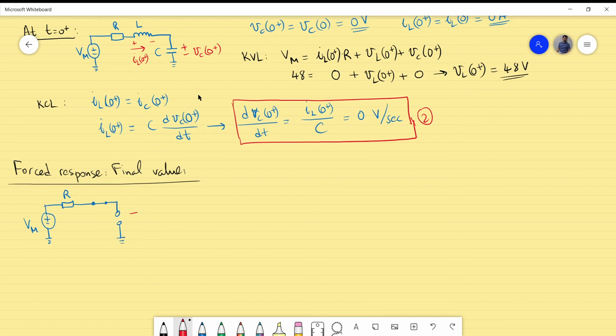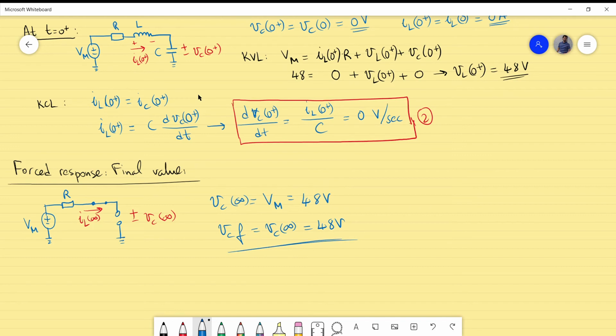So this one, capacitor voltage at infinity, this means actually the steady state value of the capacitor will be just the open circuit voltage, because there is no current flowing through the resistor R. So that will be also Vm, and Vm is 48 volts. And since we know that the forced response is equal to the final value of the capacitor, this is also 48. So I will use this in the final result. I will require this. Okay, so that is actually the following.